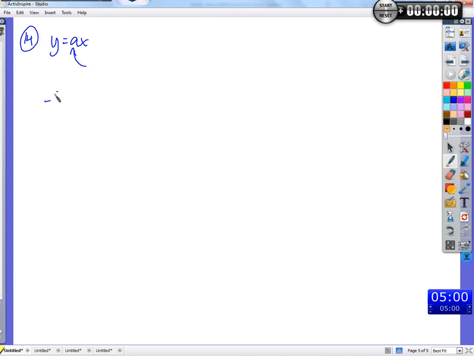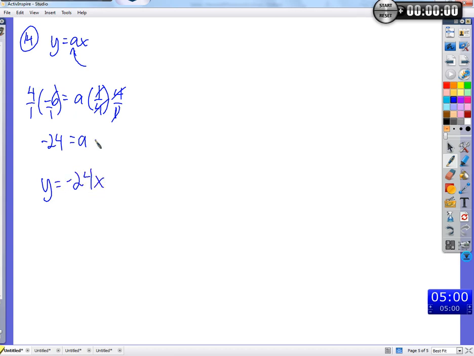So y is -6, and you get that by taking some constant times x, in this case, x is 1/4. Multiply by 4 over 1 on both sides, and canceling there, we get a is left, multiply by 4 on this side, -24. The equation is y equals -24x. Make sure you don't stop here, keep going. One more step, actually write the equation. People will oftentimes find a and then not say what the equation that relates x and y is.